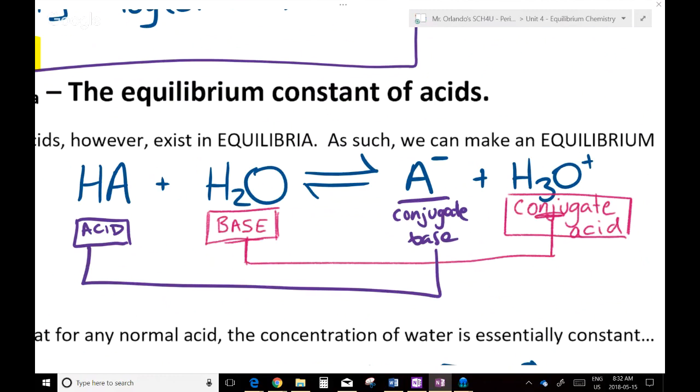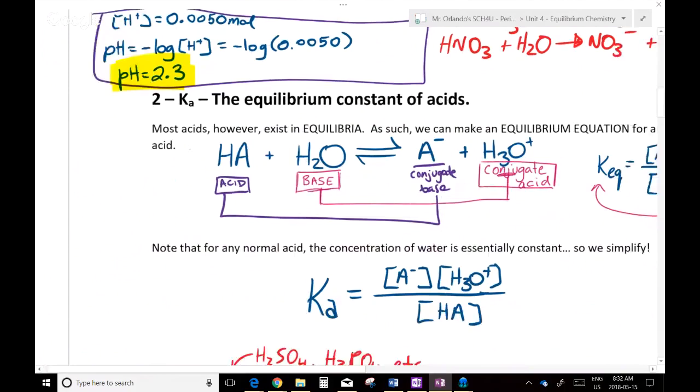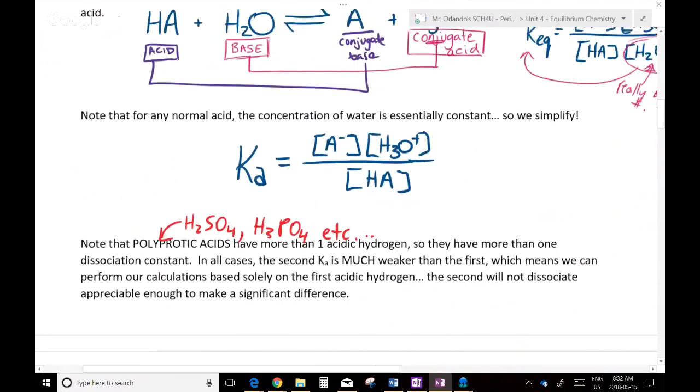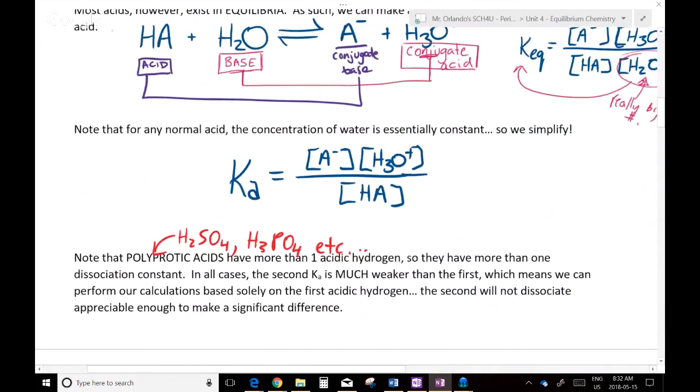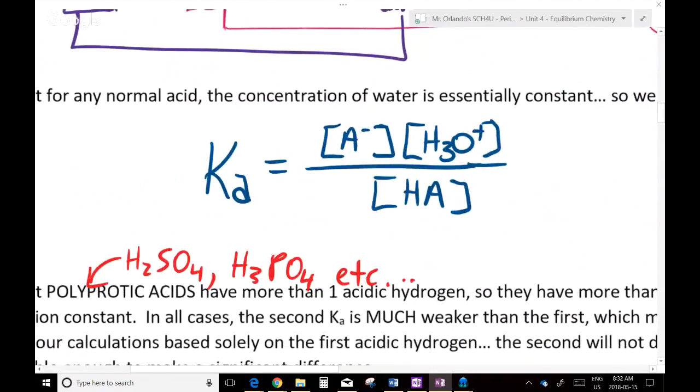Does that make sense? It's really no different than any of the other equilibria we've talked about this unit, but we're giving them specific names. Acids deserve sort of specific names. But long story short, this reaction can go forwards, and it can go reverse. It exists in an equilibrium state. And if it exists in an equilibrium state, then we can write an equilibrium law for it. We can write an equilibrium equation.